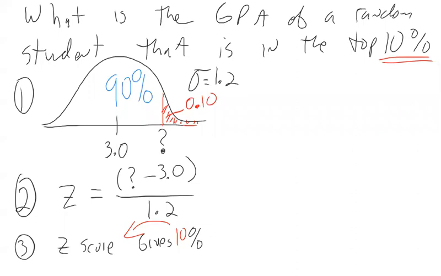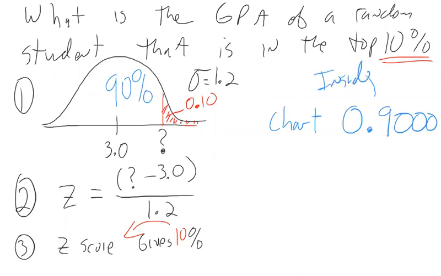So I go to the chart and I need to find 0.9000. Because remember, this is inside because it is a percentage. It is not in the columns. It is inside. So I need to find 0.9000 in the chart.